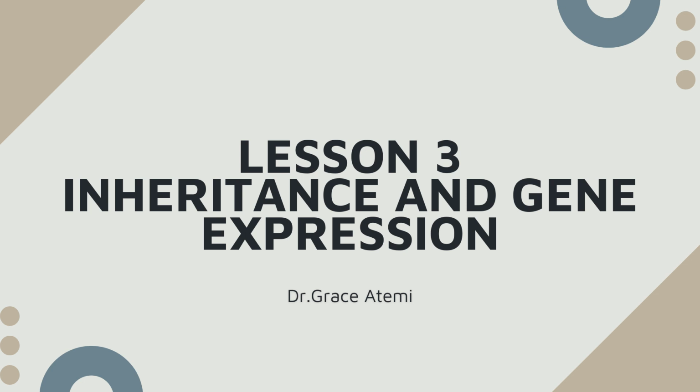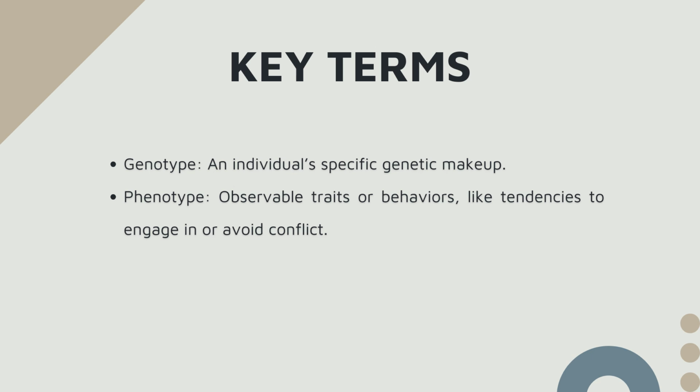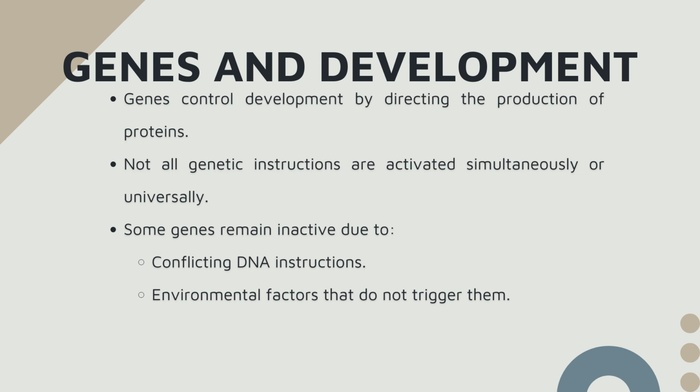Lesson 3. Inheritance and Gene Expression. Key terms: genotype. Genotype refers to an individual's specific genetic makeup. Phenotype. Phenotype is the observable traits or behaviors of an individual, such as tendencies to engage in or to avoid conflicts. In the previous lesson, we learned that genes control development by directing the production of proteins.